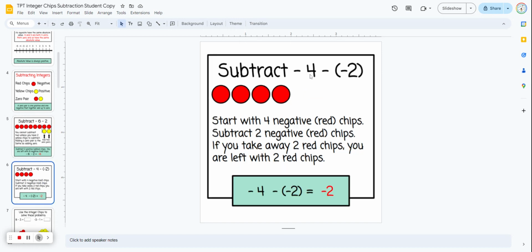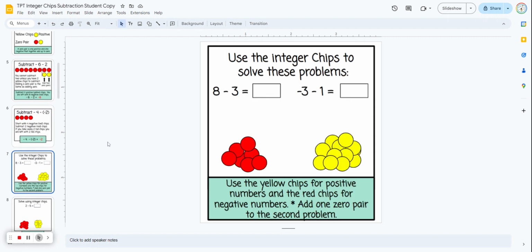Now here we have -4 subtract -2. All we need to do is subtract 2 of these red chips. That leaves us with an answer of -2. So students are going to be doing some on their own.